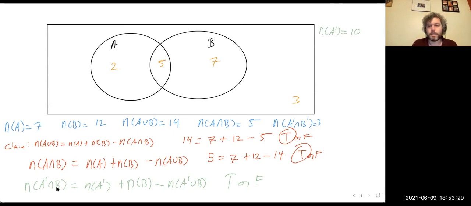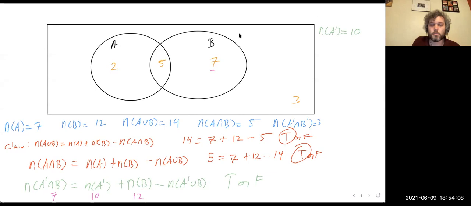So A complement intersect B, that's the one I always think of as B minus A. So B minus A, what is that? That's the part of B that has nothing to do with A. And so I think that would be this particular 7 here. A complement, I believe, is 10 because it's this 7 and this 3. I still believe that B is 7 plus 5, which is still 12. And then the hardest one, I think, is A complement union B.